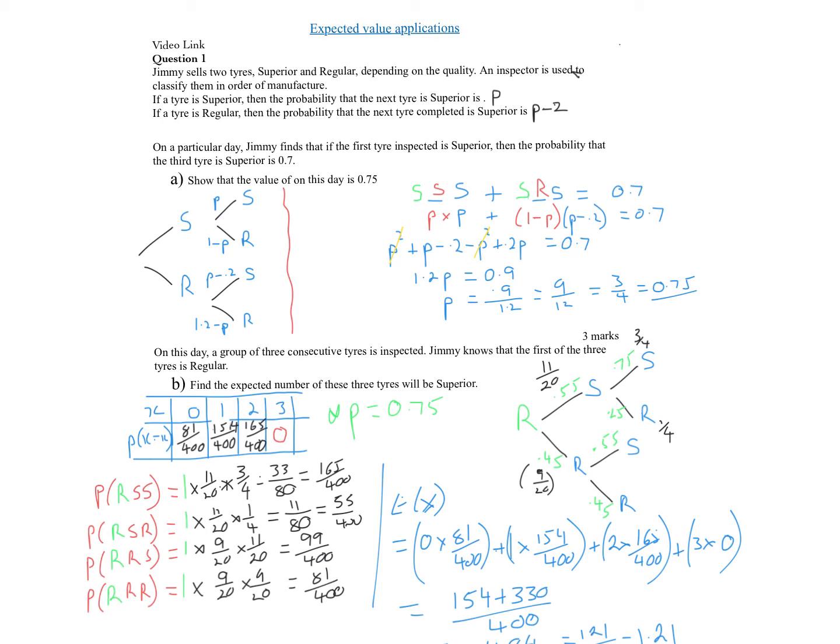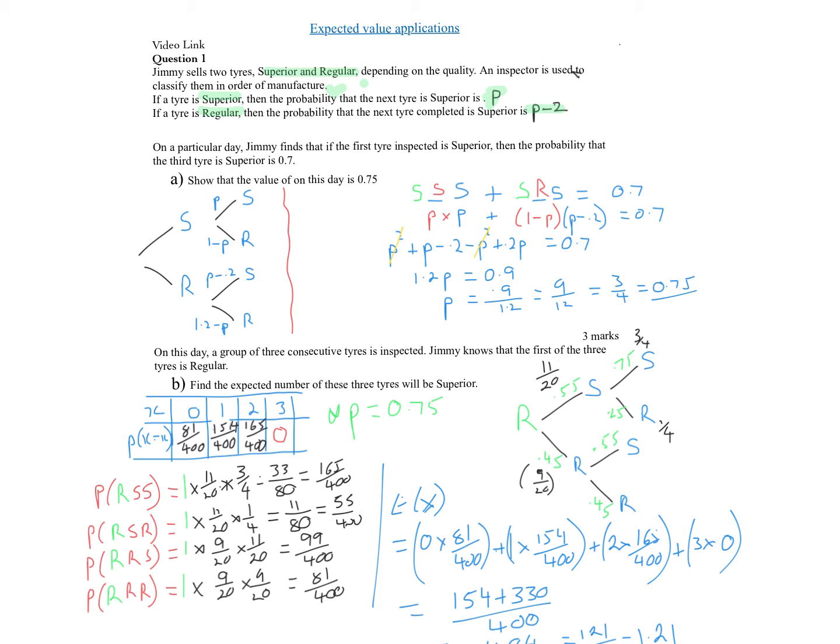Okay, so Jimmy's selling two tyres, superior and regular. Depending on the quality, an inspector is used to classify them in order of manufacture. So if a tyre is superior, then the probability the next tyre is superior is P. If a tyre is regular, the probability the next tyre completed is superior is P minus 0.2.